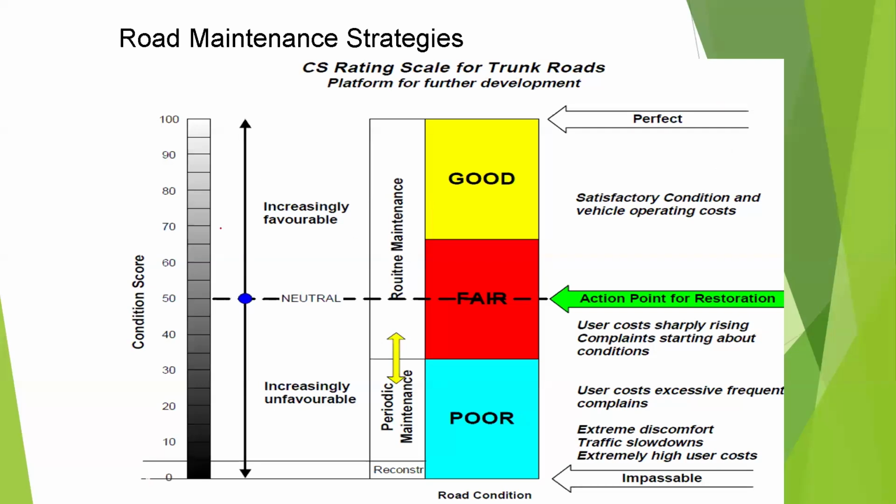We have the condition score here, 0 to 100, with a neutral position where we have the fair. This is where the action decision point is taken, whether we have to apply any intervention. Below this point, the user cost of the road becomes very high, and it becomes expensive. Also, people begin to complain about the road when the condition score is below 50.